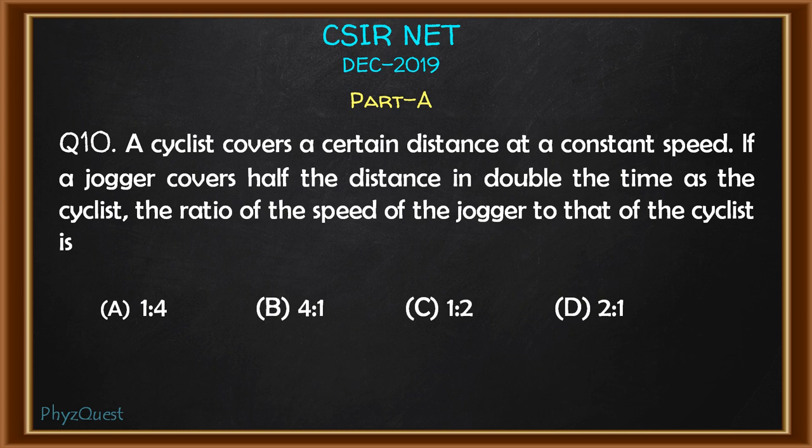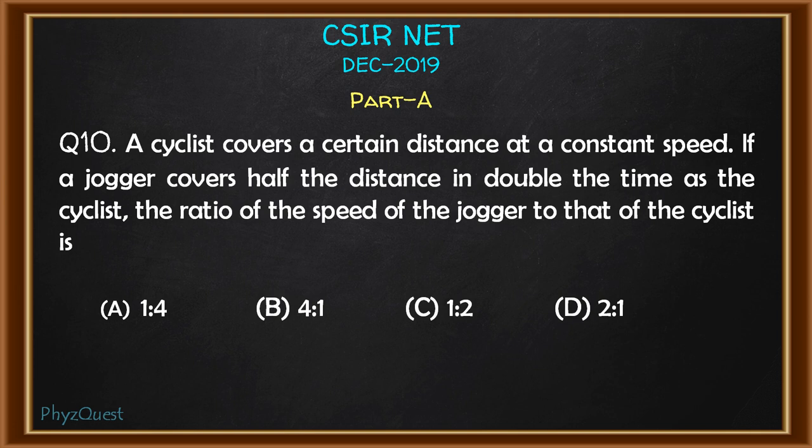So the question is, a cyclist covers a certain distance at a constant speed. If a jogger covers half the distance in double the time as the cyclist, the ratio of the speed of the jogger to that of the cyclist is, that's what we need to find out. So 4 options are given and we need to choose the correct option.